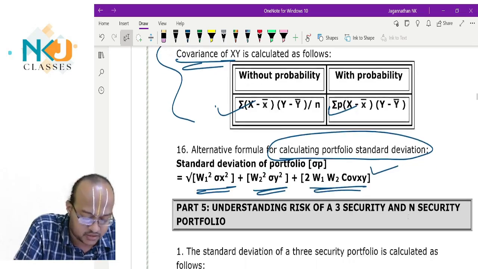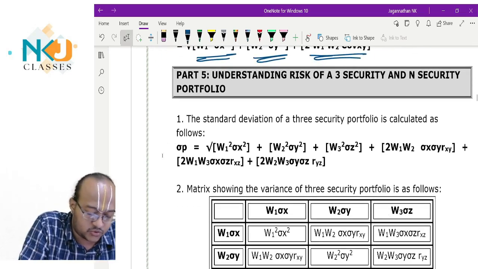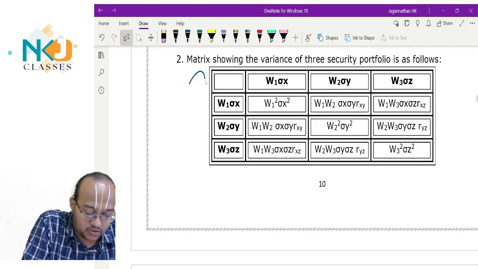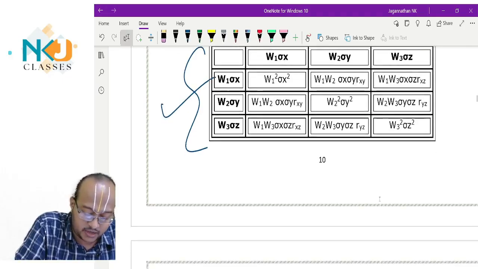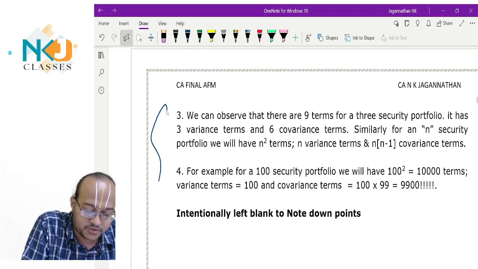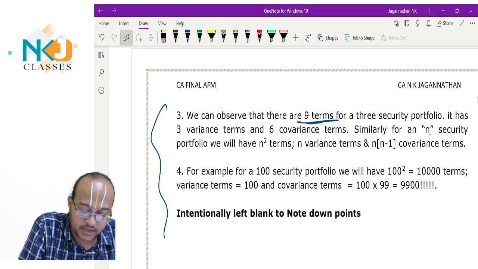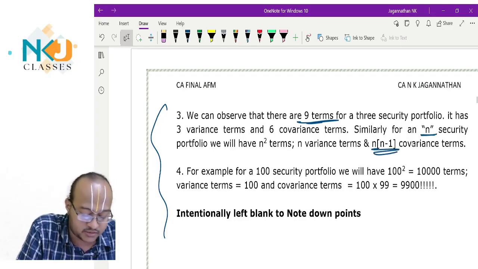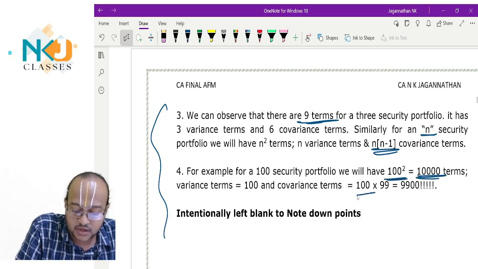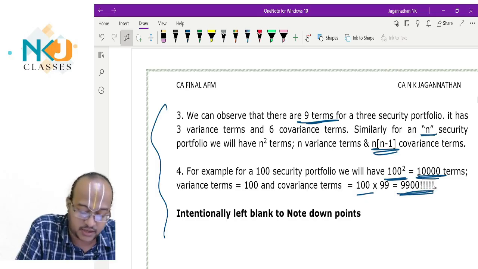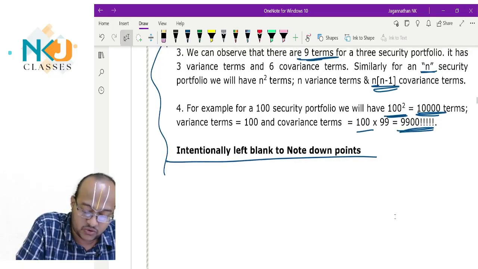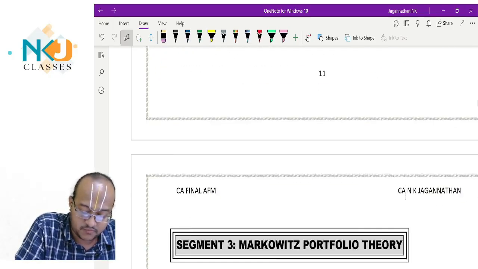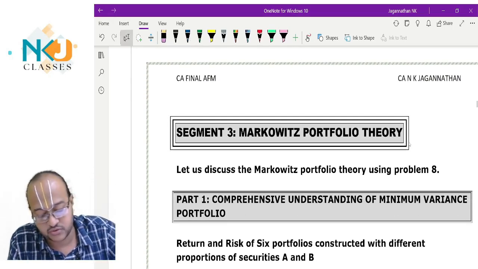This I already discussed, correct? And the risk of a 3-security portfolio is this. I do the matrix. Okay, I hope you will go home and revise. Then we can observe that there are 9 terms for 3 securities. For n securities, n terms are variance terms, and n into n minus 1 will be covariance terms. For 100 securities, 100 square is 10,000 terms, and 100 into 99 is 9,900 covariance terms. Okay, right. I left some space, if you want, you can mark it down. Okay, right. Markowitz portfolio theory.